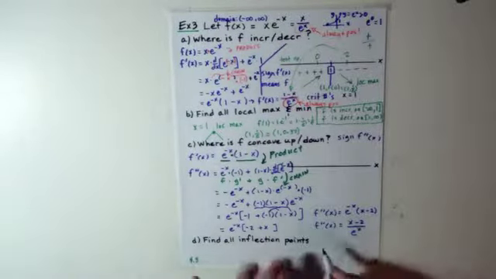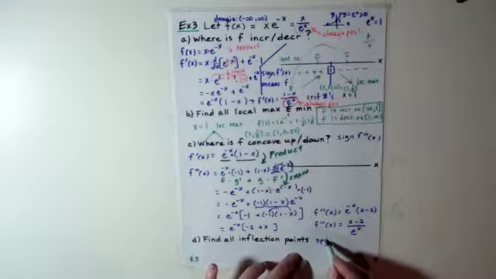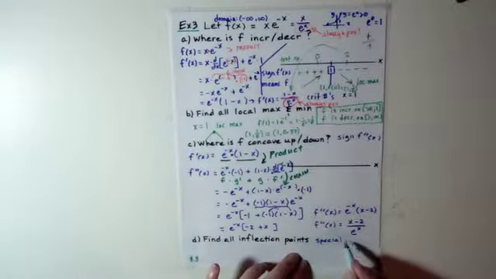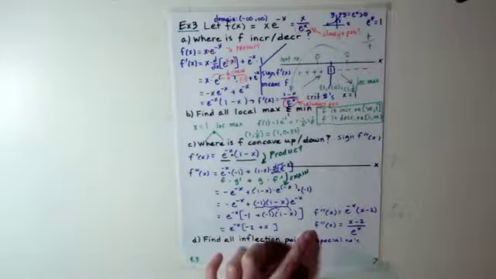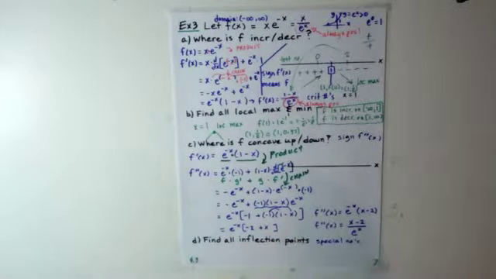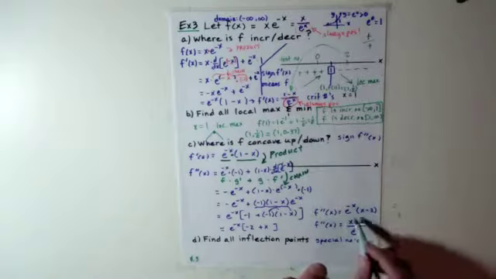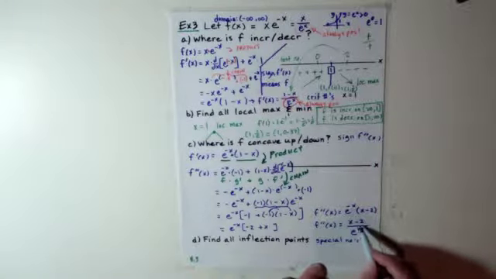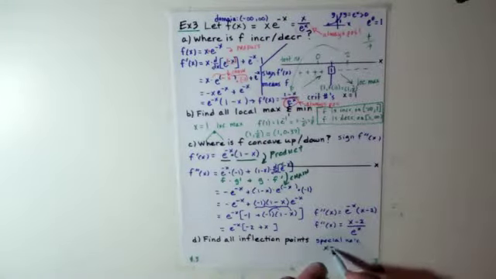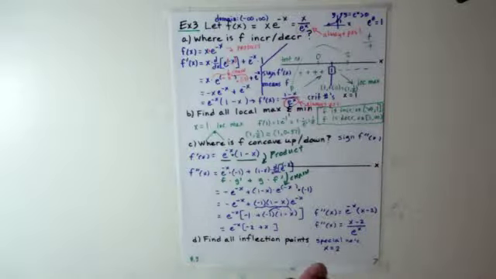Okay, so we have to decide what are our special numbers. And remember, the special numbers are any values where f double prime could be changing sign, where there's a possibility of it changing sign, and that's anywhere where either the numerator or the denominator of our fraction is 0. Let's think about the numerator. Well, I can see that the top is 0 when x equals 2. So that is definitely a special number.